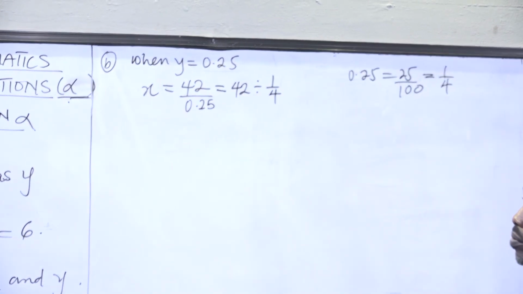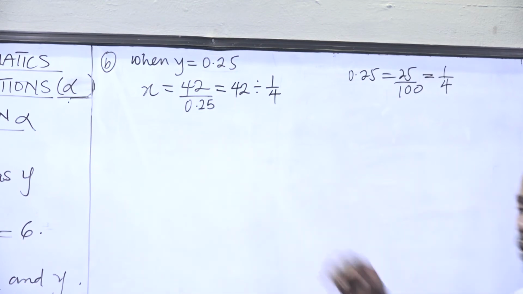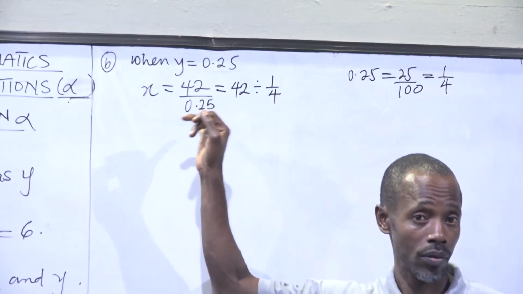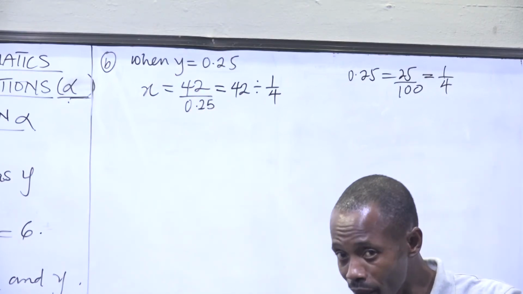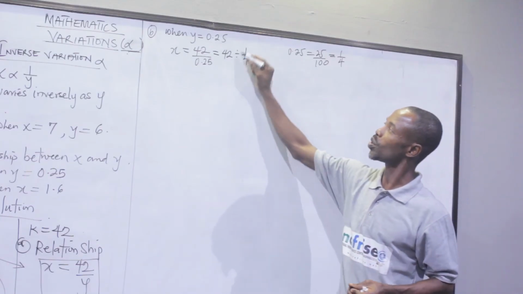Yes, I agree. That is it. Don't say 42 divided by 0.25 and quickly go for the calculator. What about if you're in JSS and you're not allowed to use a calculator? Hope you're not going to smuggle one in. Please don't do that. So as I was saying, how do you change division to multiplication?